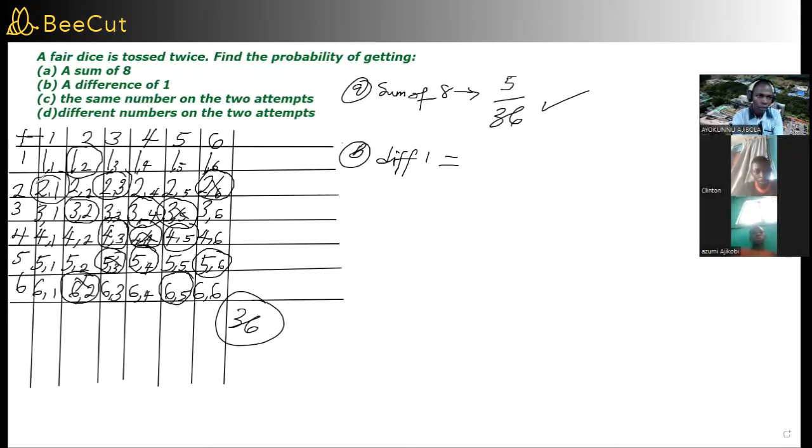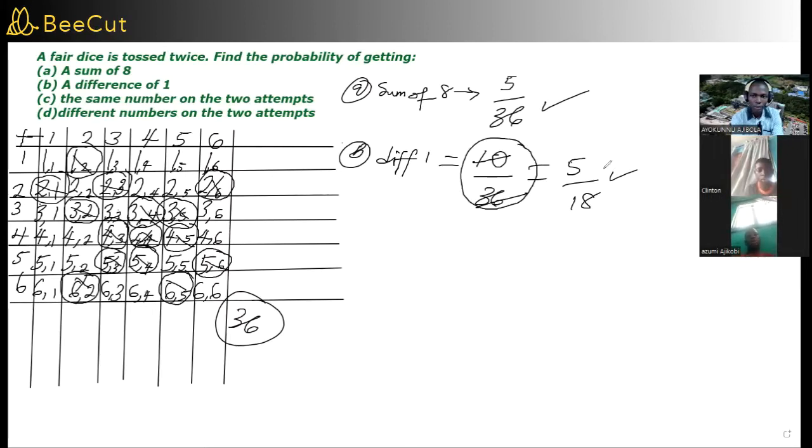So we have 1, 2, 3, 4, 5, 6, 7, 8, 9, 10. That's 10. So that will be 10 over 36. And 2 here is 5, 2 here is 18. So you won't meet this particular answer in the objective question, but you meet this answer because you have to reduce to the lowest terms. Okay? Yes, sir. All right.